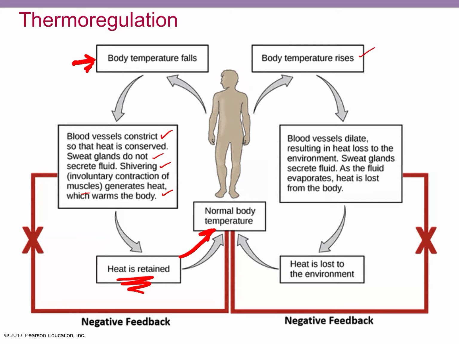If you're warm, your body temperature rises, your blood vessels will dilate, resulting in heat loss to the environment. Your sweat glands are going to increase the fluid that's put on the skin for evaporative cooling, and that's going to help cool down your body. And so your core body temperature will come back to 37 degrees Celsius. All right, so these are just ways that we regulate our body temperature.